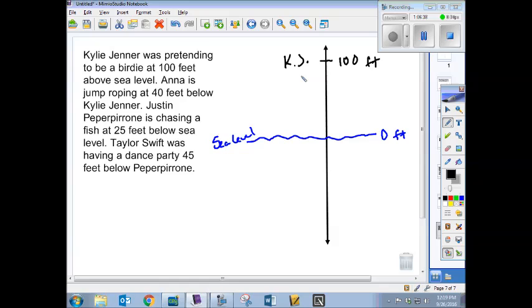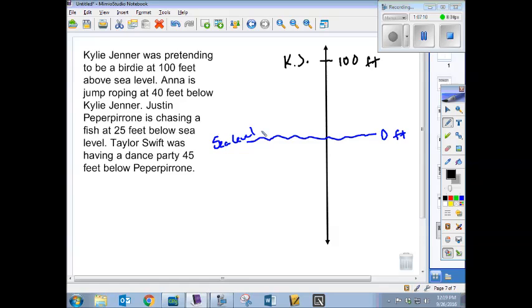Okay, good. All right, so now we've got to go to Anna. And she's a jump roper, evidently. So, we know Anna's jumping rope. Now, we need to know specifically where on that number line she is jumping rope. Think about it. Everybody should be trying to think about this right now. Where is she on that number line?